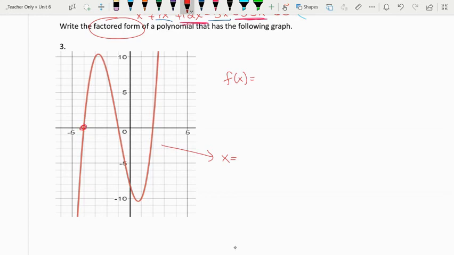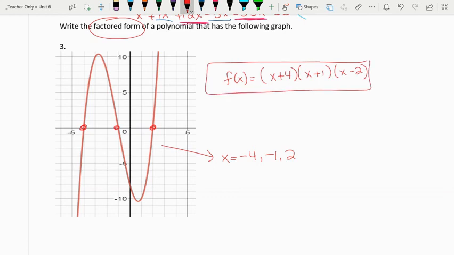In this equation, we have 3 zeros. So x would equal -4, -1, and +2. If we rewrite that as factors, it would be x plus 4, x plus 1, and x minus 2. Because it asks for factored form, we do not need to distribute here.